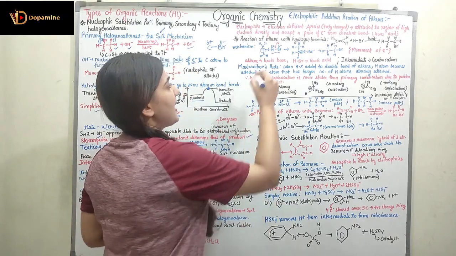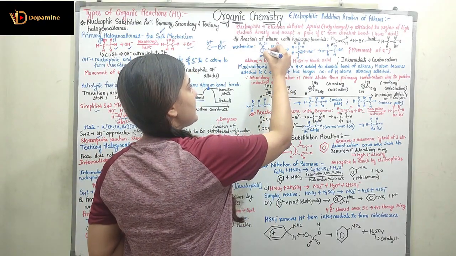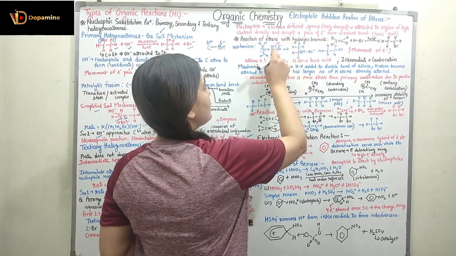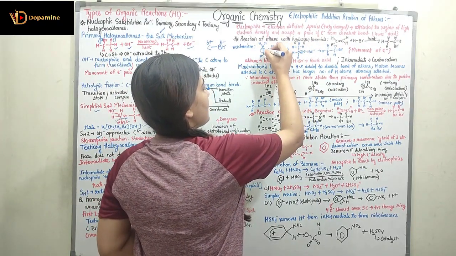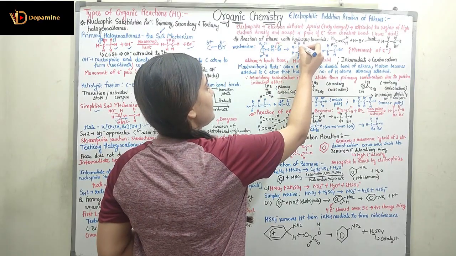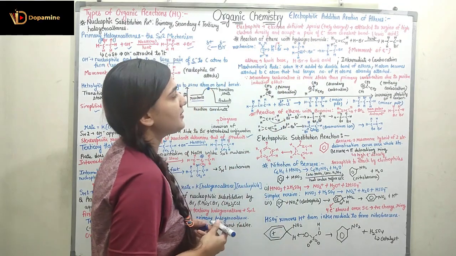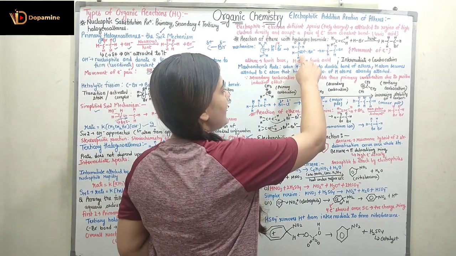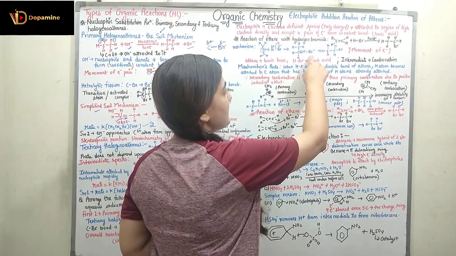So here the partially positive charge on the hydrogen is attracted to the double bond, and it is going to form an intermediate compound. This intermediate compound is a carbocation: CH3, CH2, C, with a positive charge on the C, plus Br negative.